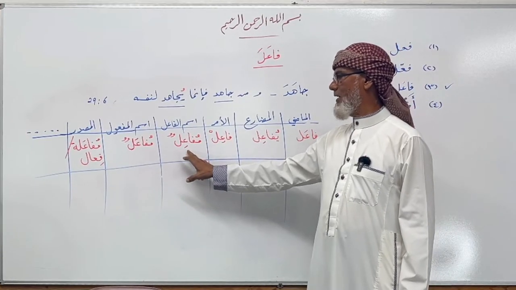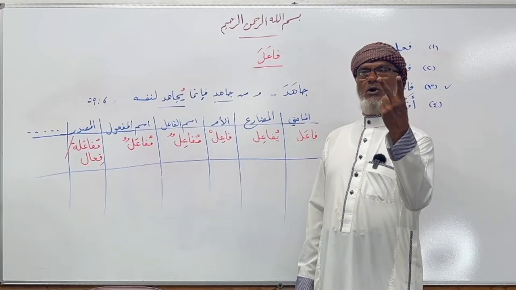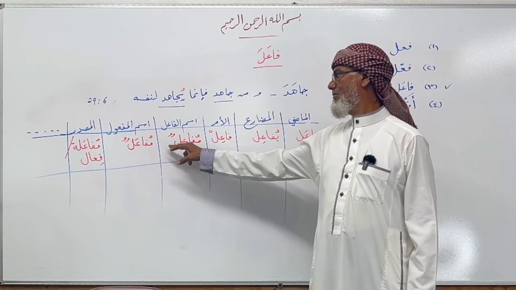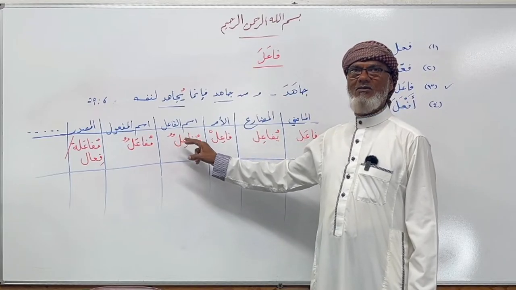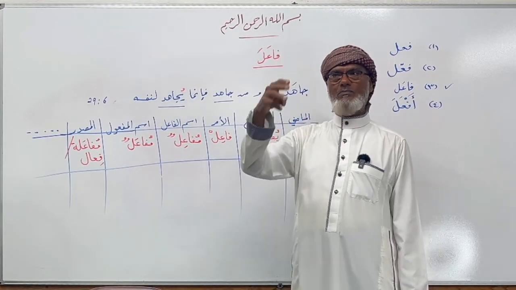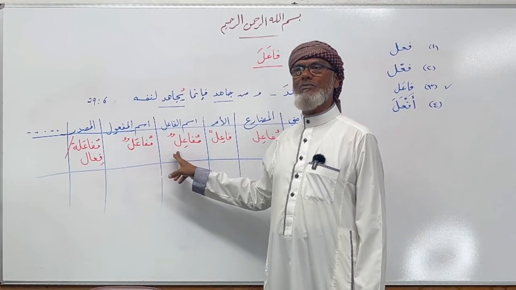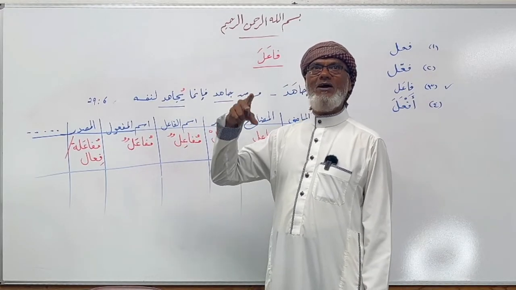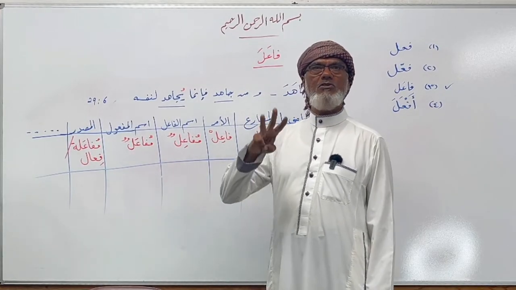And here, mufa'il, because it is a noun, you could have the dual form, or you could have plural. You can also make this feminine by adding ta marbuta, right? Adding ta marbuta makes it feminine. And then you could make it dual, and you can also make it plural. So if we want to make mufa'il dual, mufa'ilani. And if you want to make it plural, that's three and more.